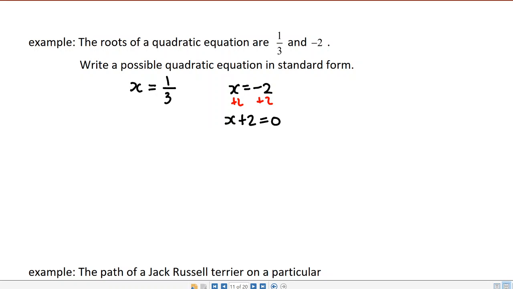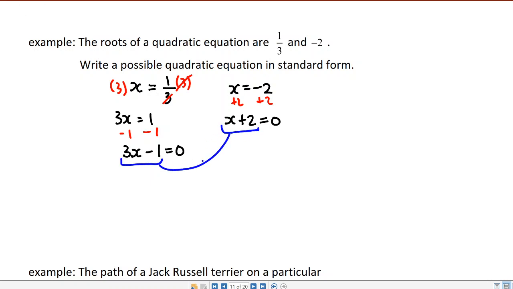And on the left-hand side, there's a couple ways I could do it. I could either subtract a fraction, or I can multiply by 3 first. Then I get 3x is equal to 1. And then I can subtract 1. So it's up to you which way you do it. There's not really a right or wrong. You'll end up with the same answer at the end no matter what. So if I know that 3x minus 1 is equal to 0 and x plus 2 is equal to 0, then that tells me that these are my factors.